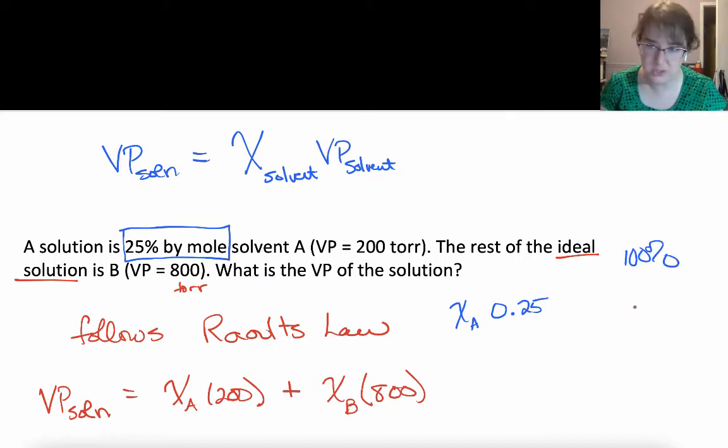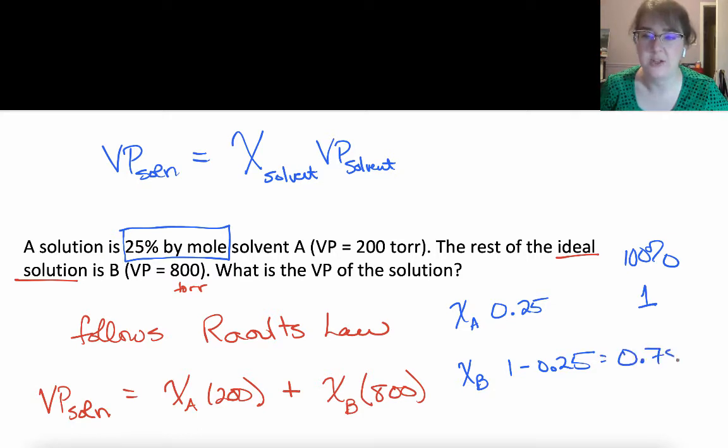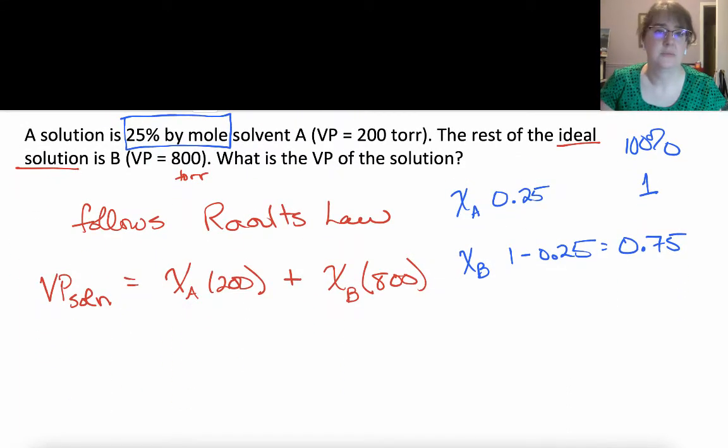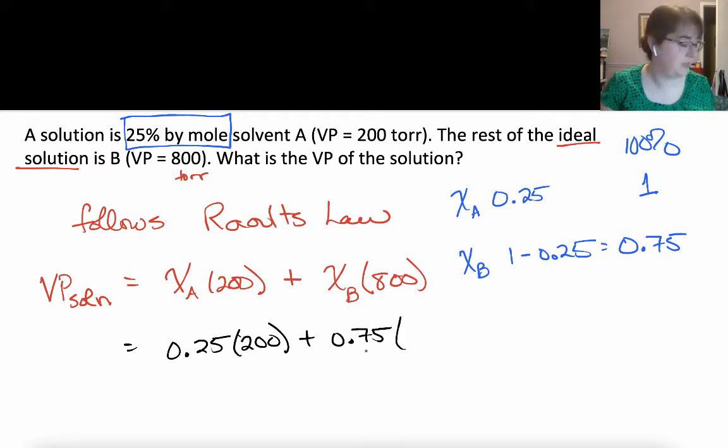Just like in percentages, when we add up percentages, my total percentage would be 100%. When we add up fractions, the whole of my fraction is just 1. So in order to get the mole fraction of B, all I have to do is take 1 and subtract my 0.25, because I'm told that the rest of my ideal solution is B. So I should have a mole fraction of 0.75 of B. So then this becomes 0.25, or 25%, of the vapor pressure of A plus 0.75, or 75%, the rest, of B.